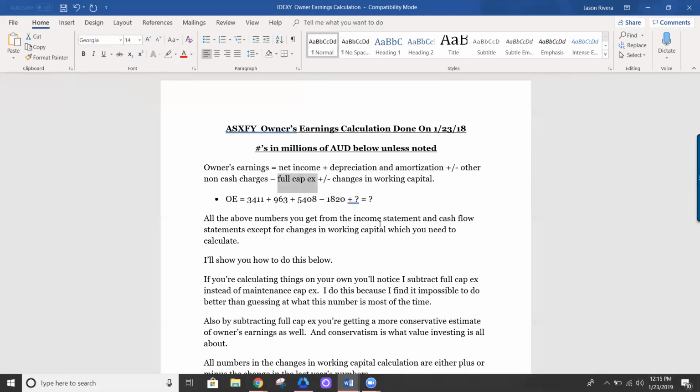I use full capex, A, because it's a more conservative number because you're subtracting the full capital expenditures here, and B, because it literally takes hours sometimes to calculate maintenance capex because there isn't in financial statements a section that is called maintenance capex. You literally have to guess by reading word for word, line for line in the financial statements what costs or what expenses are in this maintenance capex number. So to save time and to be more conservative, I use full capex to take out.